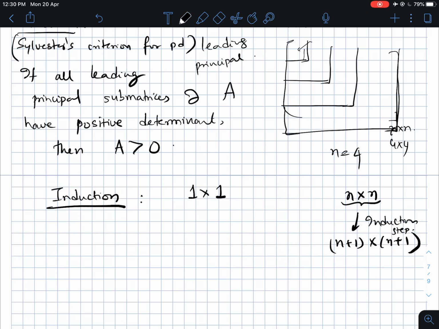Okay, in the induction step, we assume that it is true for n cross n. Somebody has given it to us that it is true for n cross n, and then we prove for n plus 1 cross n plus 1. And we also prove for 1 cross 1.